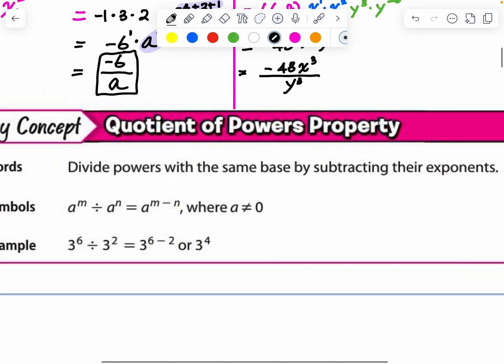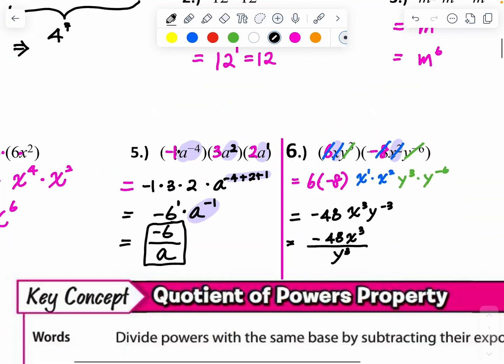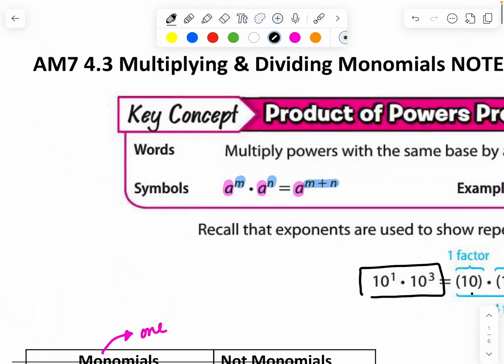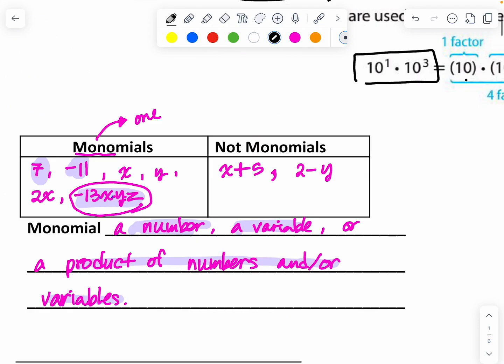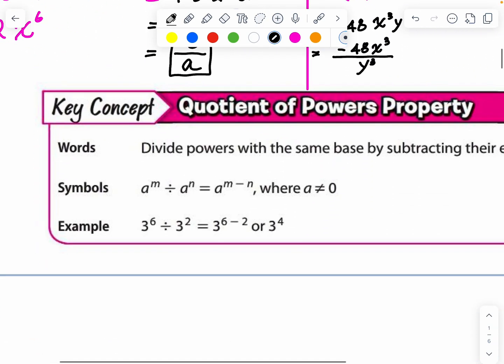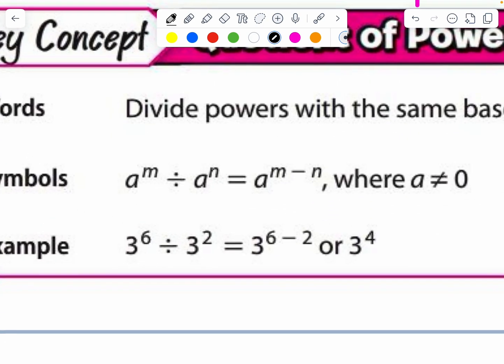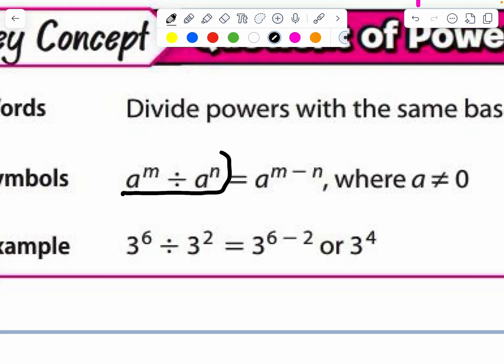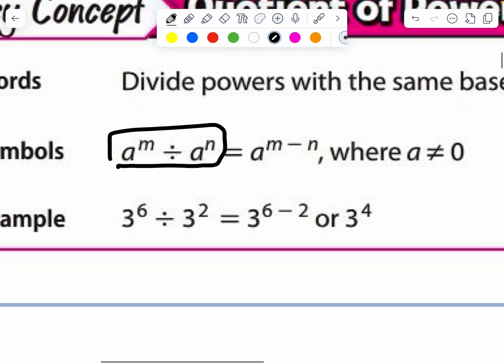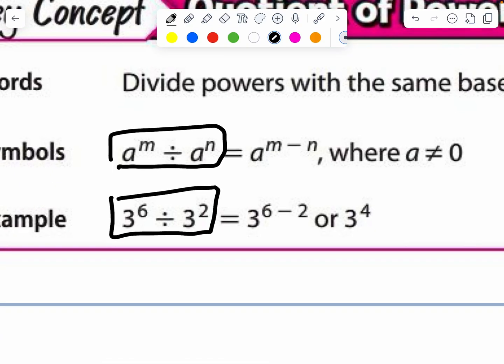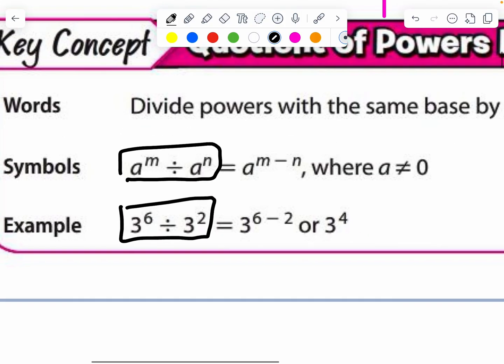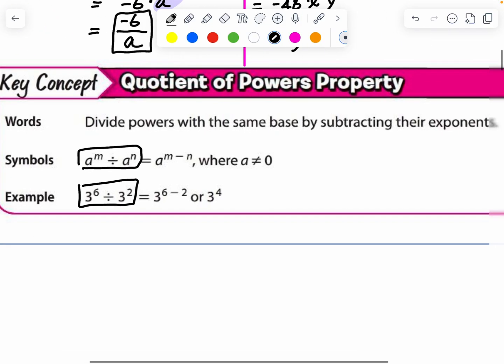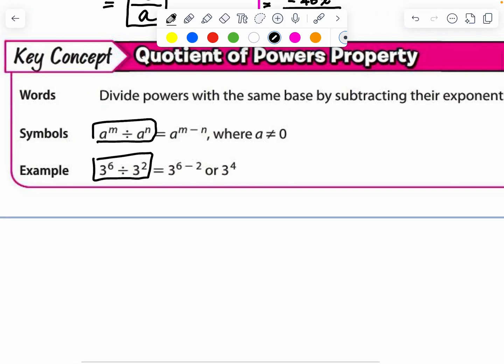Okay, let's look at the next example. That was product, when we were multiplying powers. But what if it's a quotient, meaning you are dividing instead of multiplying? You've got a to the power of m divided by a to the power of n, or 3 to the power of 6 divided by 3 squared. So this one, you do the opposite. You'll be subtracting the exponents. Let me show you what I mean by this with an example.